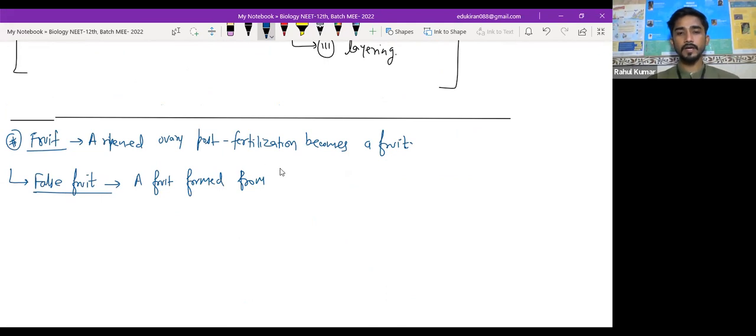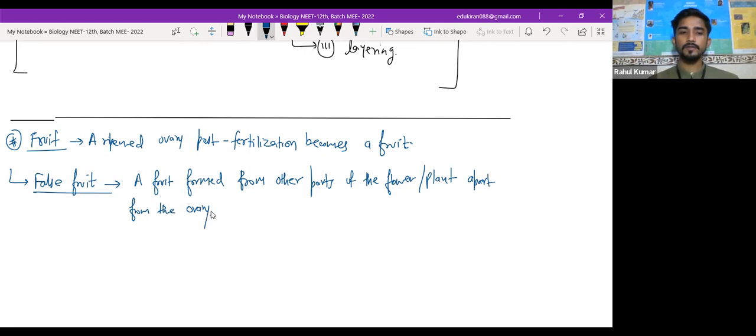other parts of the flower or plant, apart from ovary, is known as false fruit.